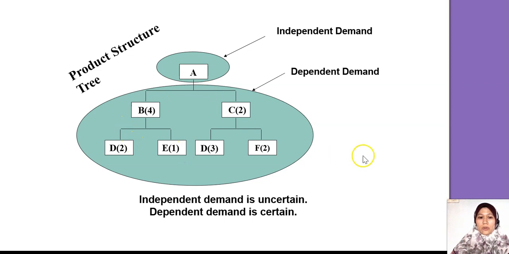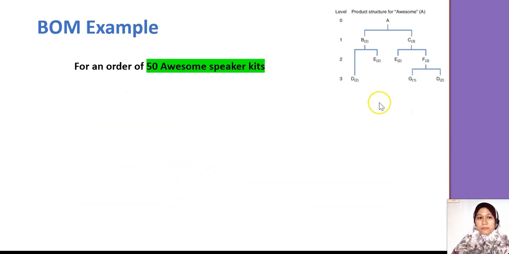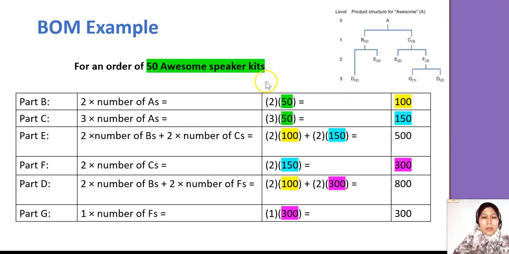For example, to make this one speaker, you need 2B and 3C, and to make B, you need 2D, 2E, and so on. This is how they tell you how many components are needed to build the final speaker. Let's look at the quantity. We know that they need to assemble 50 speakers at the end.